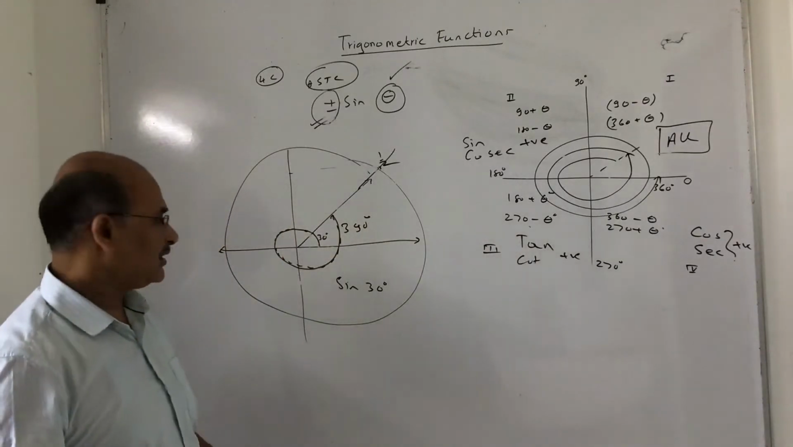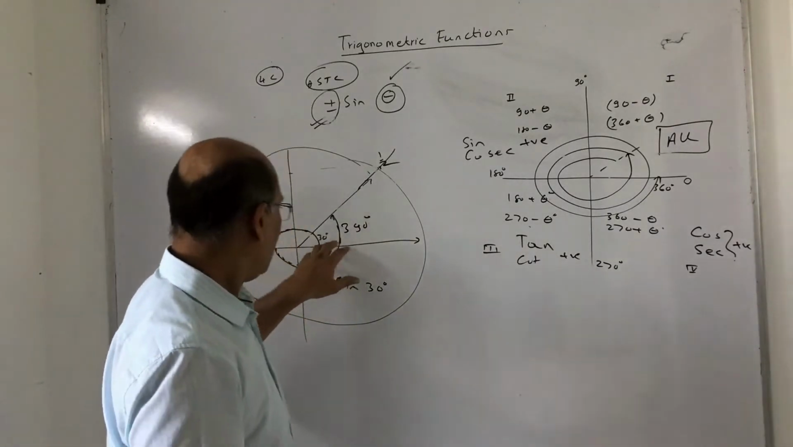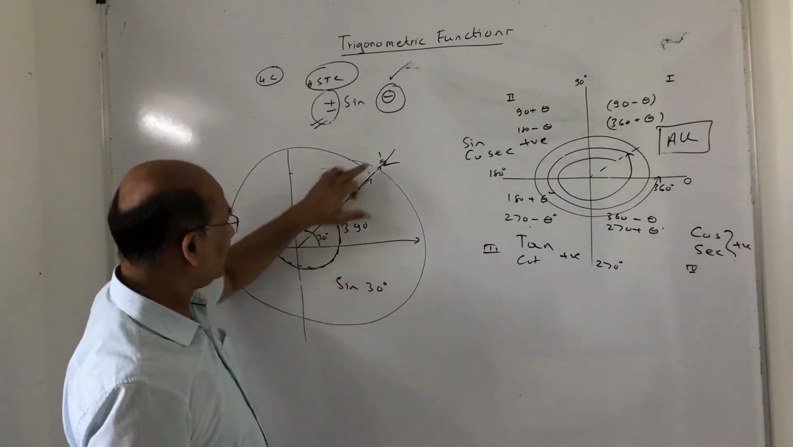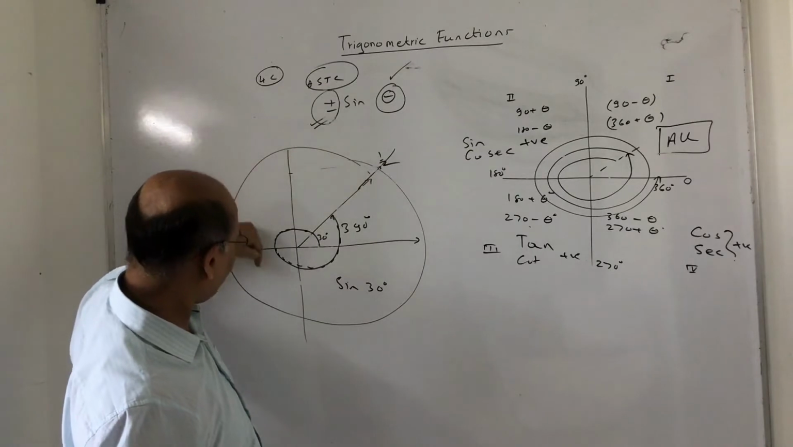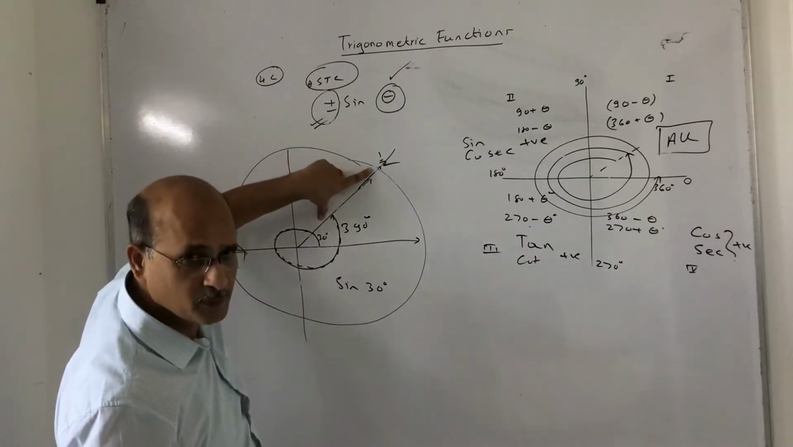You know the beauty of this is? The beauty of this is when sine 30 is half, it completes one rotation and comes back to its original position.